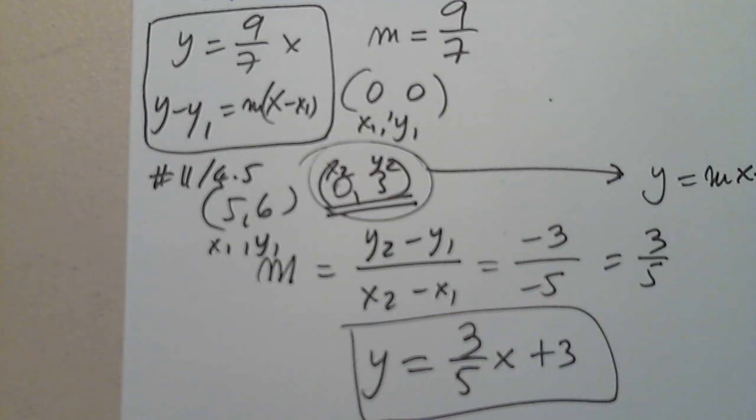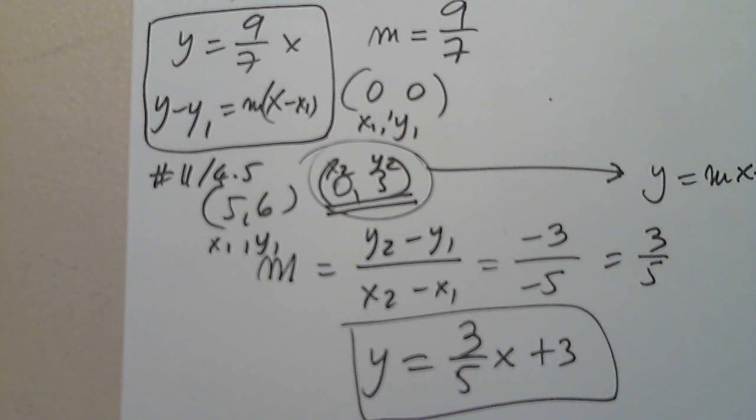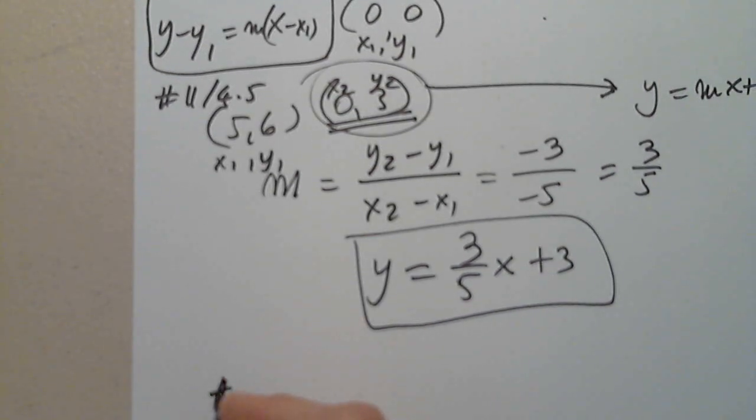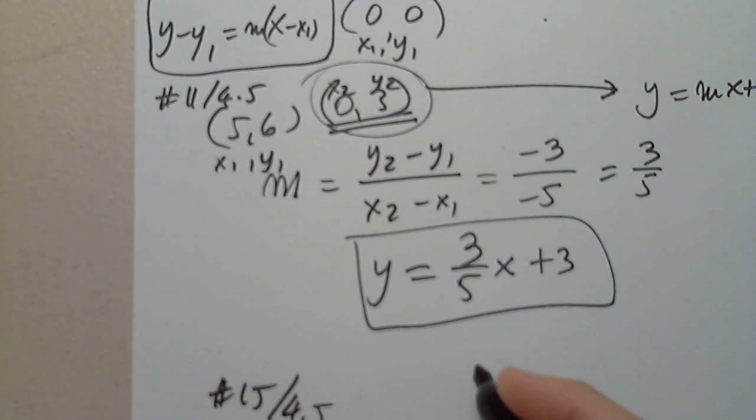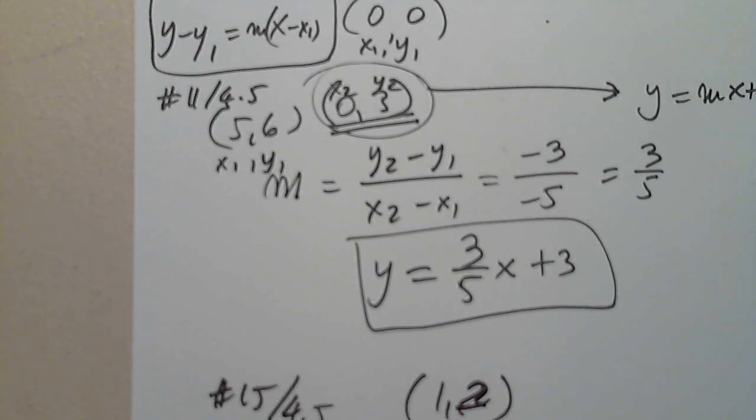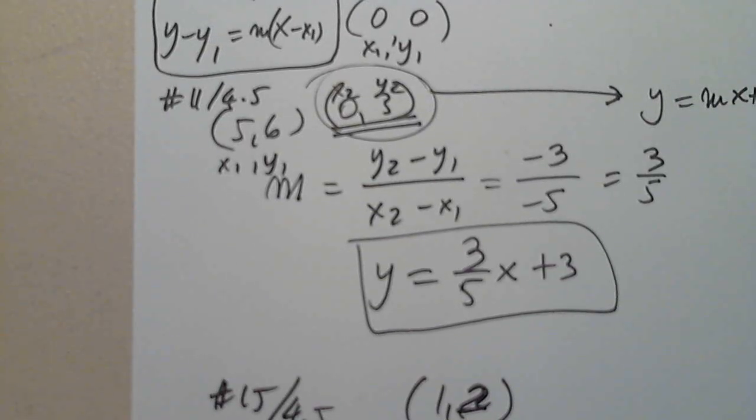Okay, so let's look at 15. They're giving us 2 points. So this is 15 on 4.5. They're giving us 1, 2 and 7, 14. And they want us to find the equation of the line passing through these two. Okay, so what will you find first? What is the first thing we need to determine?